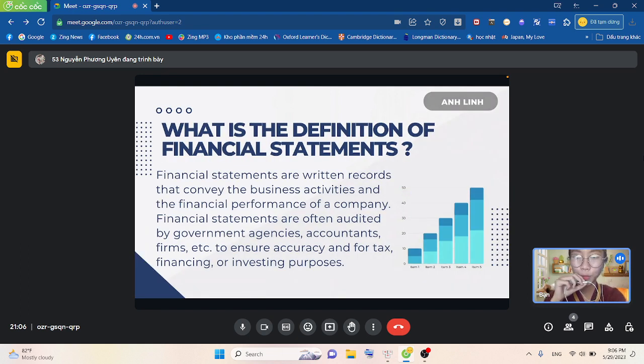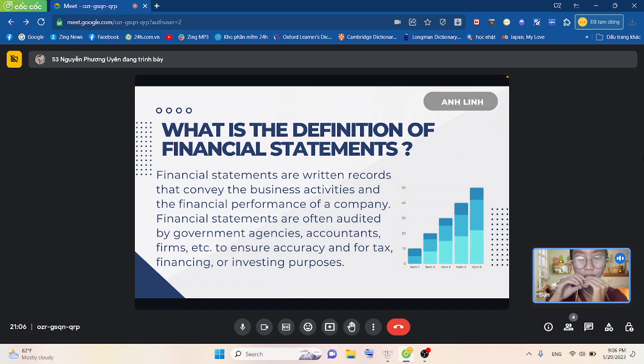In this slide, we will get into the definition of financial statements and their importance. Financial statements are written records that convey the business activities and the financial performance of a company. They are often audited by government agencies, accounting firms, etc. to ensure accuracy for tax, financing, and investing purposes.